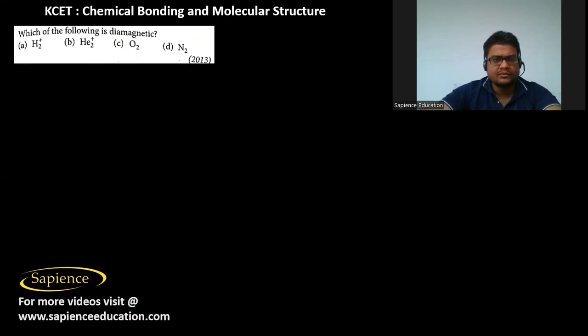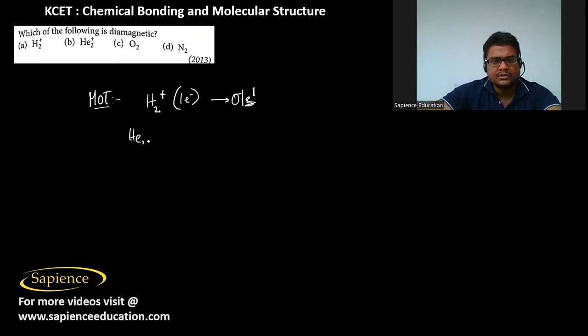So here it is told, which of the following is diamagnetic. So here we have to write the molecular electronic configuration of these species, which is according to the molecular orbital theory. According to the molecular orbital theory, H2 plus will have one electron only, so its electronic configuration will be sigma 1s1.